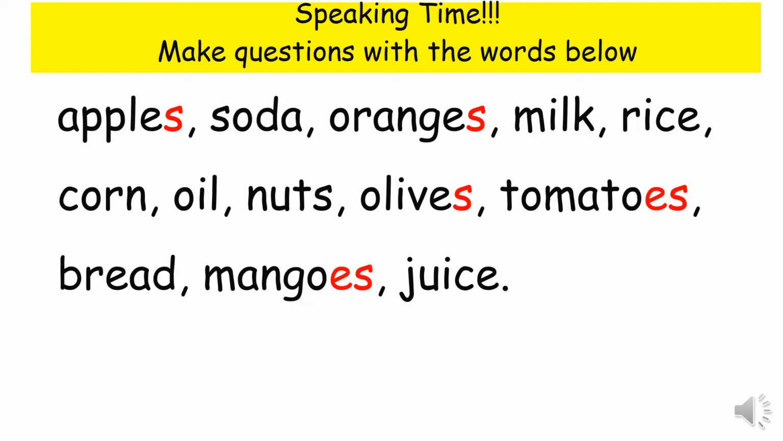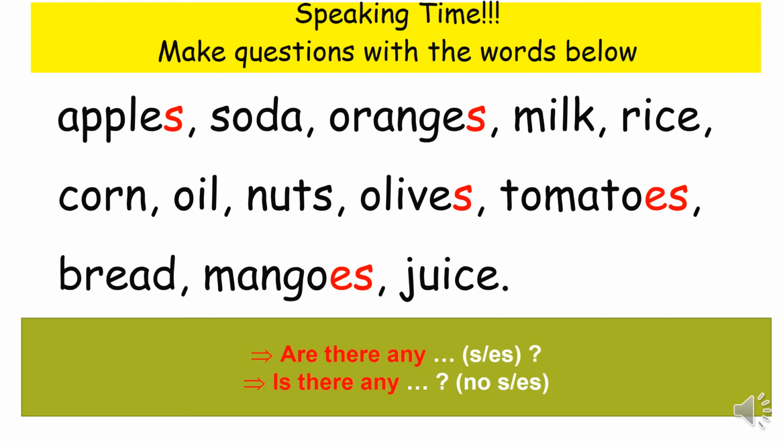Practice time. In this one, I want you to make questions with the words below. Can you see 1, 2, 3, 4, 5, 6, 7, 8, 9, 10, 11, 12, 13 words? Yeah, and there are some words that have s or es that I've already put in red. Okay, so now you will remember what we've learned so far and make questions with them. For example, I will make the question with "are there any" and "is there any." Remember this? With "are there any," we have to put s or es after the words. For example, I say, are there any apples? I cannot say, are there any soda? Because we cannot count soda.